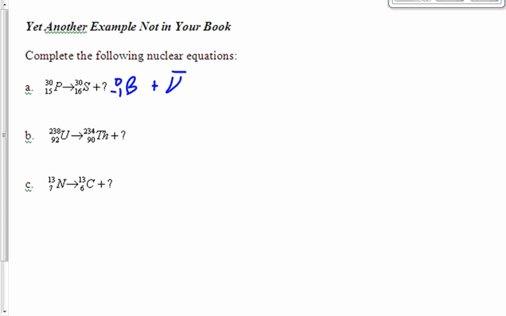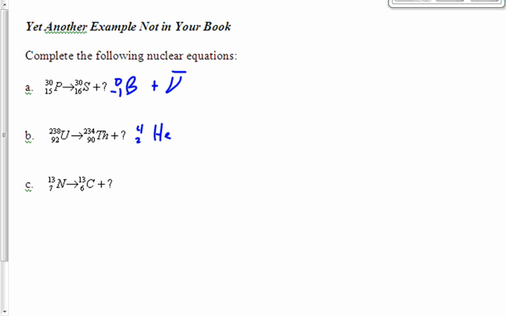234 plus what equals 238? 4. 90 plus what equals 92? 2. What's this going to be? Alpha, or could we write it like this? Sure we could. 4,2 alpha, 4,2 helium, doesn't matter. Neutrino or antineutrino? No, they're only produced when we've got beta decay, beta negative or beta positive.